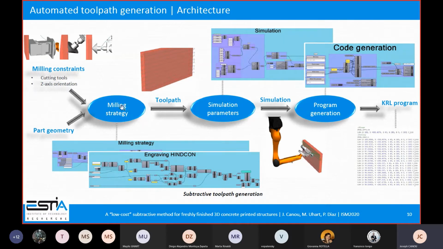So with some strategy, milling strategy, engraving strategy, drilling strategy, etc., you can get the toolpath. You can also do some simulation, tune some simulation parameters, and generate the code, the KRL program. We are using a KUKA robot. It could be something else if we use, for example, Stäubli or another robot. And this program also integrates the input-output with a real-time controller.